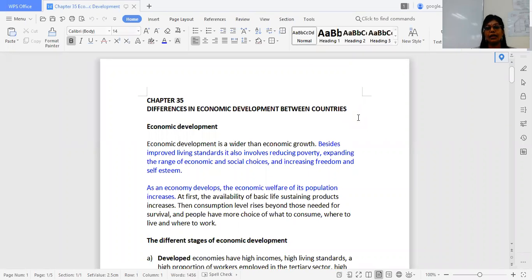Hi people, let's look into chapter 35, differences in economic development between countries.